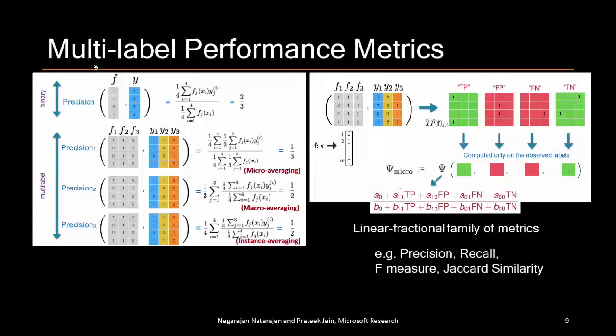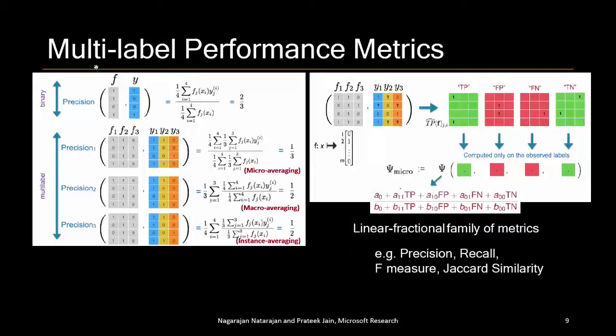It's just the intersection divided by the number of elements that you predicted as true. But in multi-label learning, or in a general recommender system setting, you have several ways of defining it. For example, you can do what is called micro-averaging, where you take this entire matrix and string it into a vector and just apply the binary precision metric. Or you can do row-wise, or you can do column-wise.